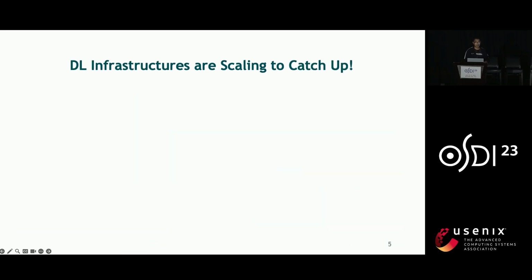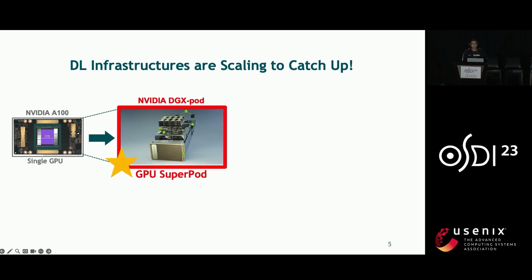Meanwhile, with the scaling of these deep learning applications, the deep learning hardware infrastructure is also scaling its compute capacity and memory capacity to catch up. On the left, we have a powerful single GPU like the A100 or even the H100 that was recently released by NVIDIA. In the middle, we have multiple GPUs on a single host, like the NVIDIA DGX baseboard, which allows scaling a single application for larger input and models.